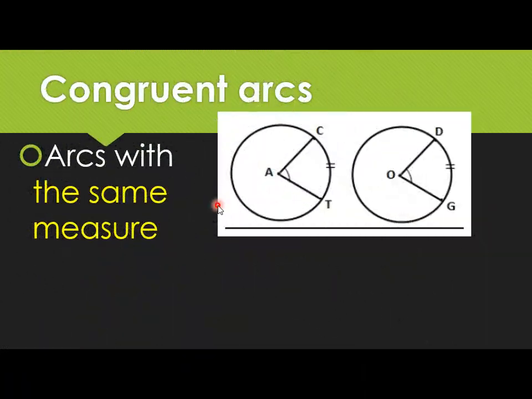All right, and then just some other things that show up. We have congruent arcs. So if you have the same measure in here, then the arcs are congruent. So if this is 50 degrees and 50 degrees, then the arcs would have to be 50 degrees as well. Arcs with the same measure. Well, you don't do much with that.